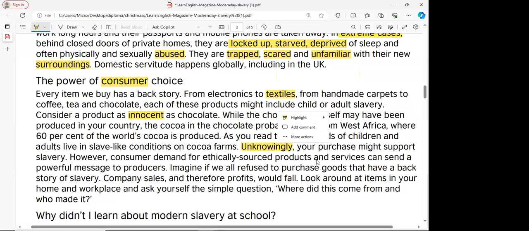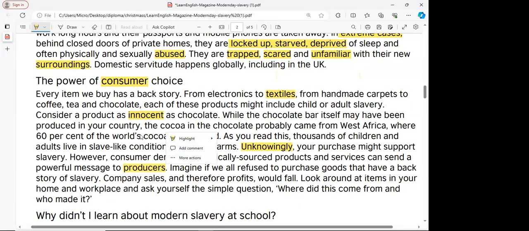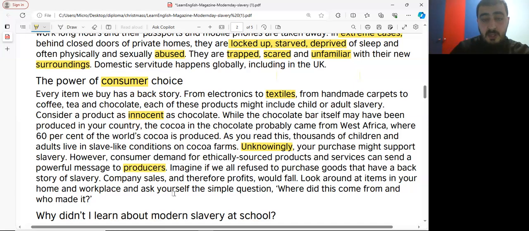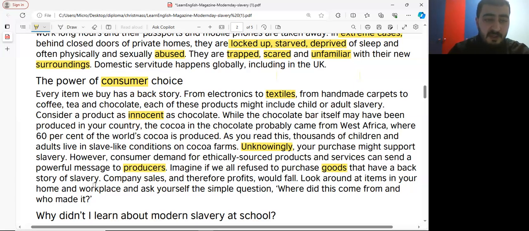Ethically sourced products and services can send a powerful message to the producers. Producers are the opposite of consumers. Imagine if we all refuse to purchase goods, goods meaning merchandise, that have a backstory of slavery. Company sales and therefore profits would fall. Look around at items in your home and workplace. Ask yourself a simple question: where did this come from and who made it?